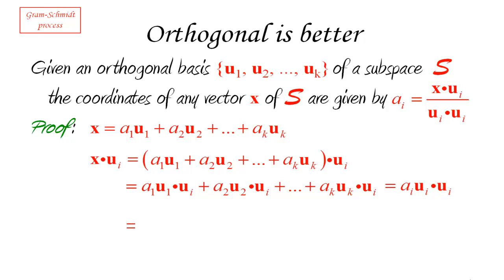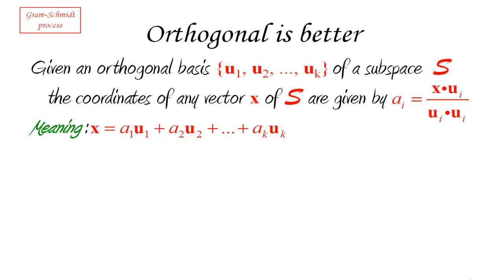And from that, all I need to do is rearrange things to find that ai is equal to x dot ui divided by ui dot ui, as I had claimed. So once again, this already gives us a simplification with respect to finding these coordinates, but let's give it some meaning. What does this formula mean?